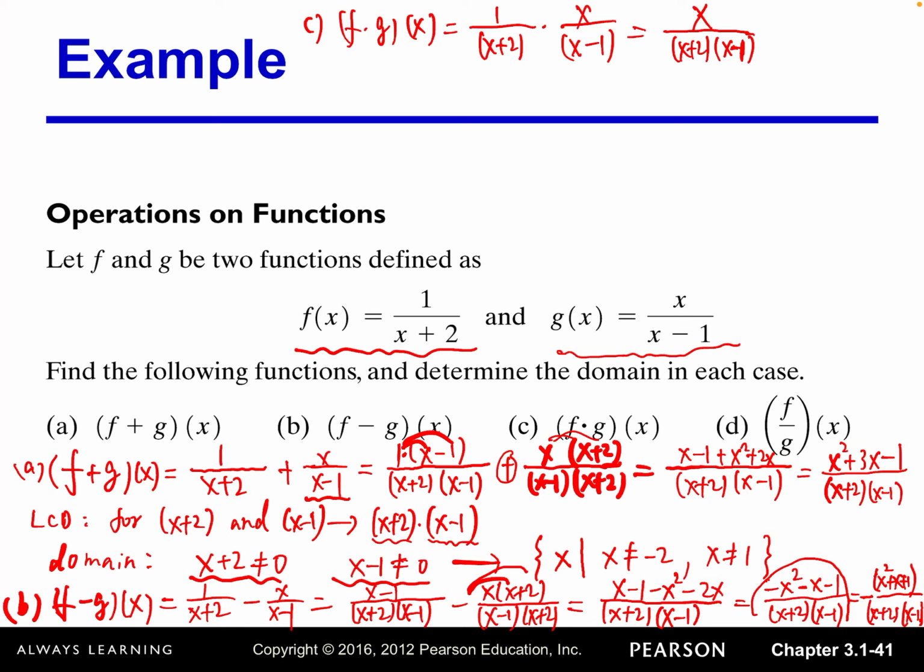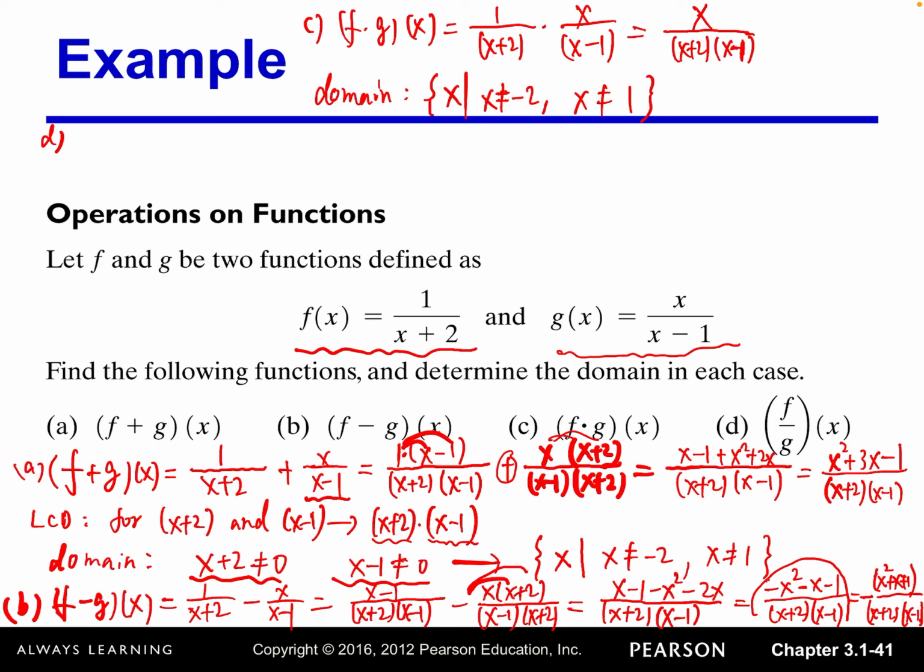And then the domain is the same. The domain is x cannot equal -2, x cannot equal +1, for the same reason. x cannot equal -2 comes from the restriction of f of x. x cannot equal positive 1 comes from the restriction of g of x. So in order for these two functions to have meaning, x has to exclude these two values.